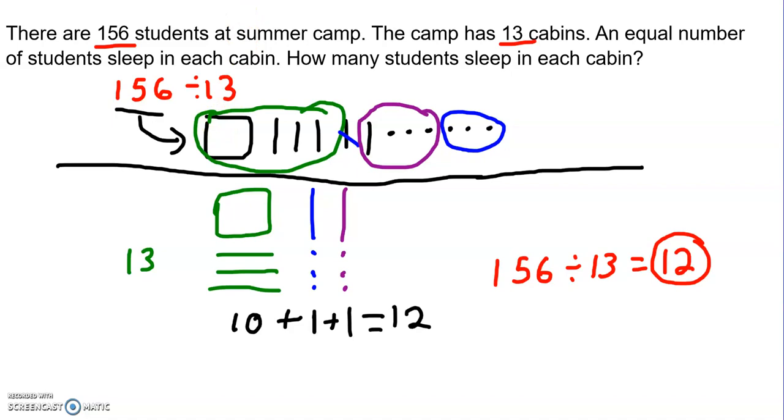All right. So I want you now to pause this video and I want you to copy down the question, our work, our calculations, and our final answers. And then I want you to do a check. Do 12 times 13. And I bet you'll get 156. So pause the video now and copy down your work.